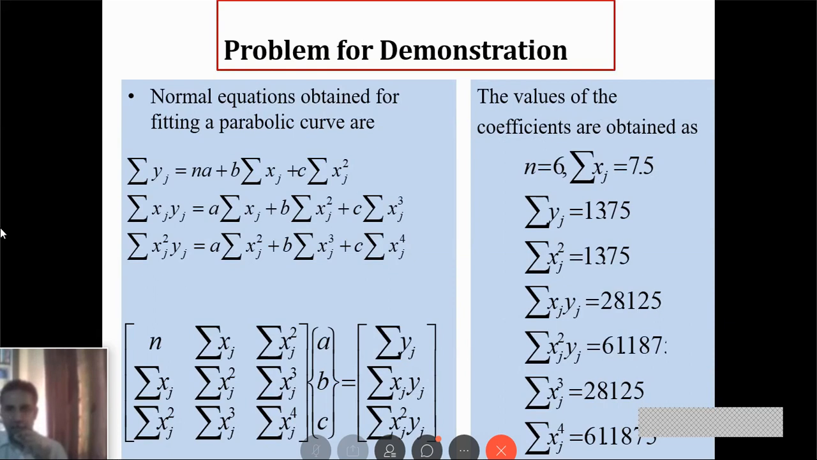So now these are the data which we have already estimated, the set of equations which are already there. We are converting this into matrix form, where A, B, and C are the unknowns. Multiply this matrix: n into A, plus B into sigma xj, plus C into sigma xj squared, equals sigma yj. Now if you look at the second equation, sigma xj into A, plus sigma xj squared into B, plus sigma xj cubed into C, equals sigma xj yj. That's one equation. Look at equation 3: sigma xj squared yj equals A into sigma xj squared plus B into sigma xj cubed plus C into sigma xj raised to 4.